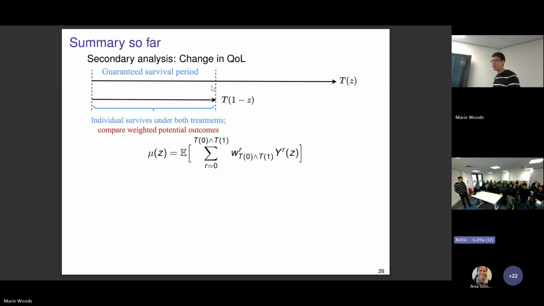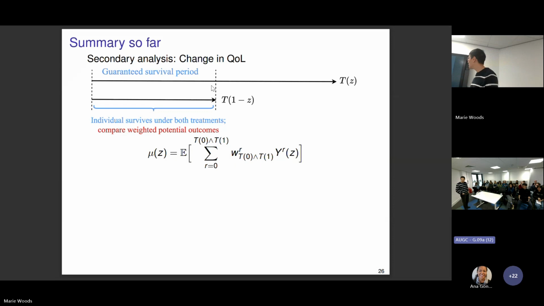But then we can look at the effect on quality of life. We can do this in two parts. First, the time period between these two dashed lines, we call the guaranteed survival time, or always-survival time. So you would always survive regardless of which treatment you are given. Within this time period, the individuals survive under both treatments. So we can compare their weighted potential outcomes during this so-called guaranteed survival period.